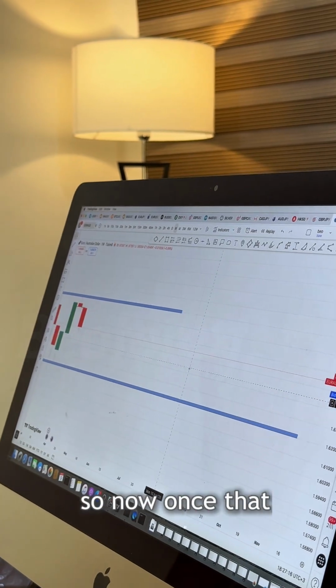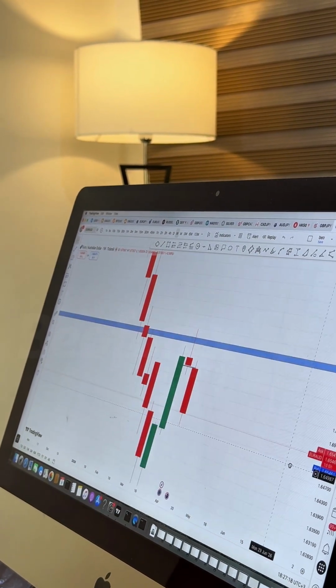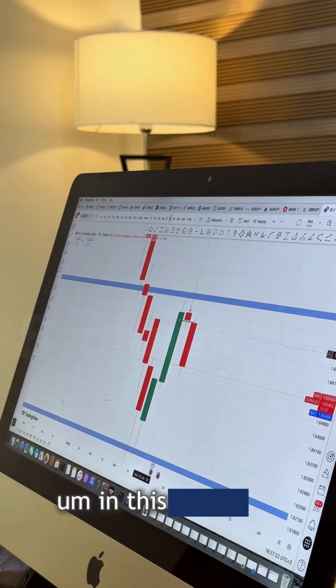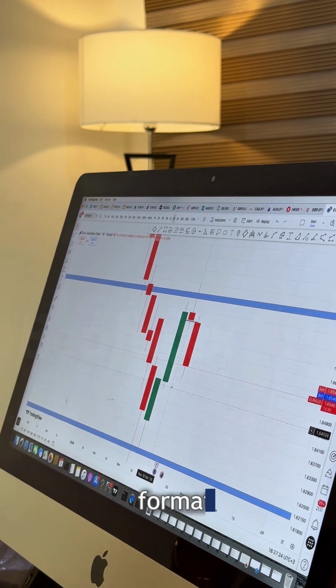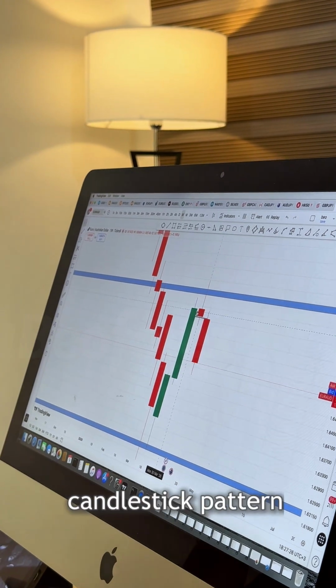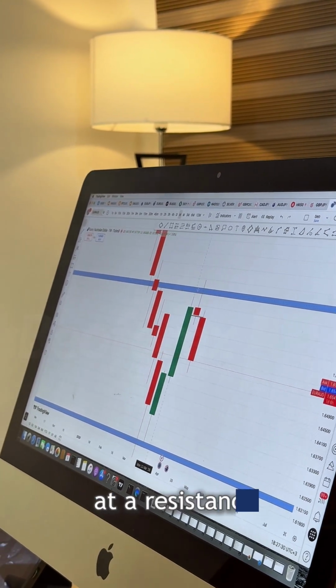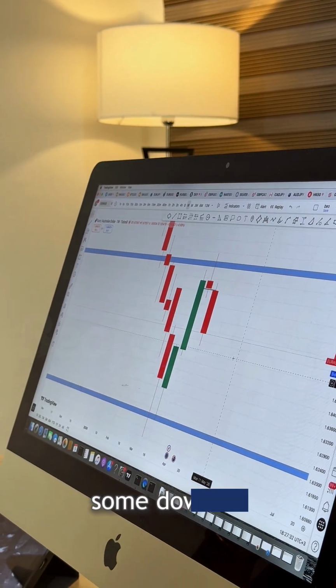So now once that happened, you can see that the previous weekly candle, that's the candle for last week, closed in this pin bar format. This is actually a candlestick pattern, so it's expected that, being that this closed at a resistance, we are going to see some downsides.